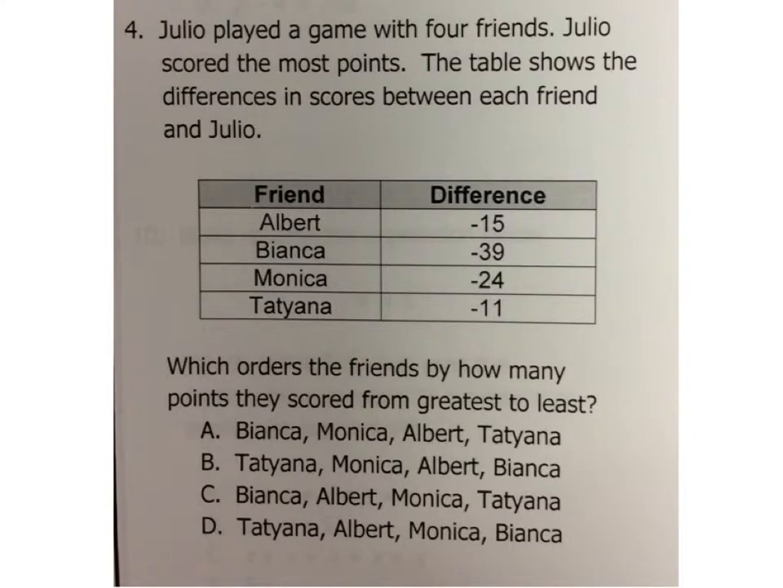Number 4, Julio played a game with 4 friends. Julio scored the most points. The table shows the differences in scores between each friend and Julio, which orders the friends by how many points they scored from greatest to least. So the person that scored the greatest amount would be Tatiana, so she would come first. I could use my choices and say then I can eliminate C and I can eliminate A. The next person will be Albert. He would be second, so then I can eliminate B. Continuing to check, Monica would be third and Bianca would be fourth, so letter D would be your correct answer.